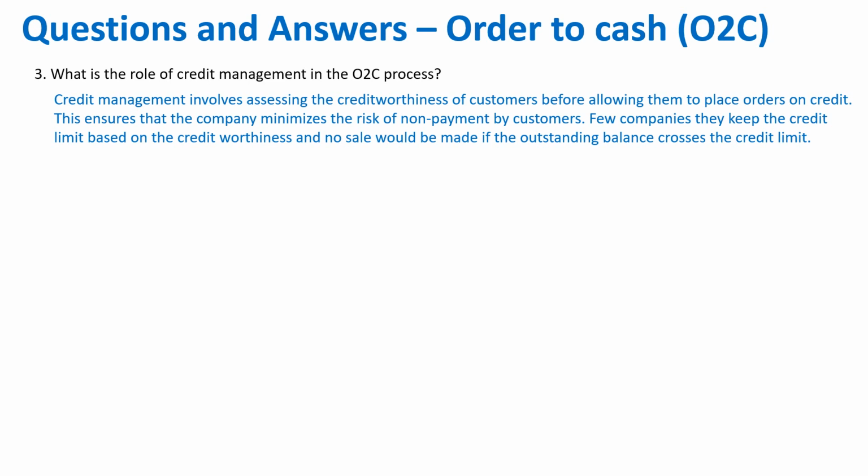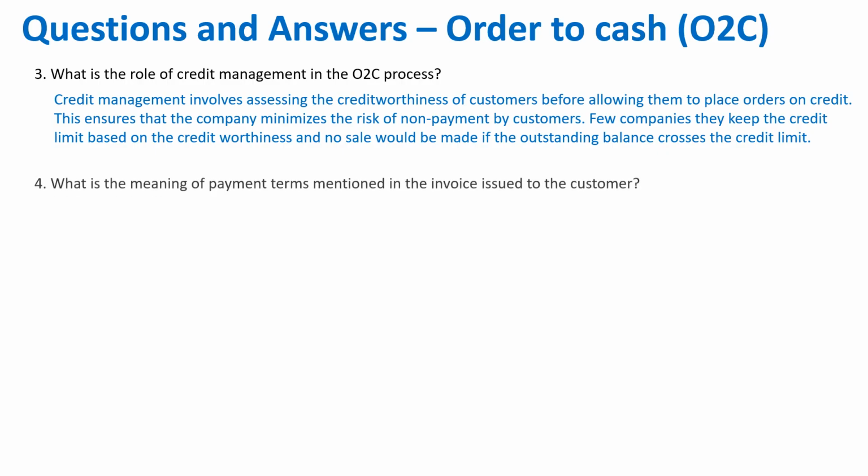So for each customer, they'll have a limit. For example, X Limited, the limit is 50 lakhs. So once the outstanding balance is more than 50 lakhs, you can't raise the invoice. So it all depends on the company to fix the limits based on the creditworthiness of the customer.